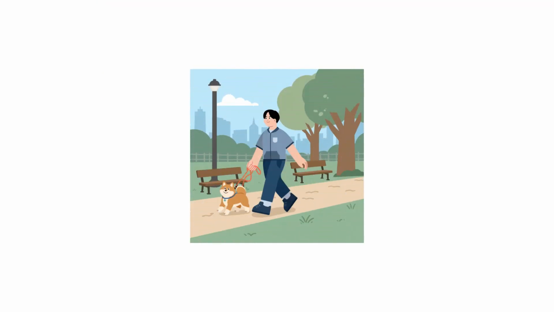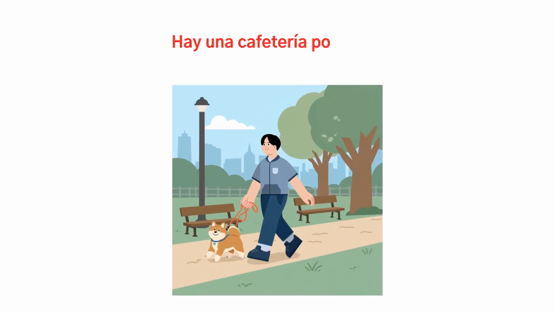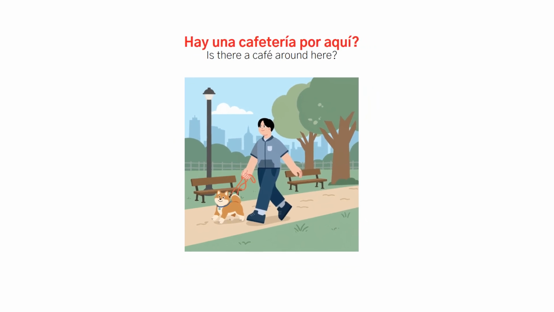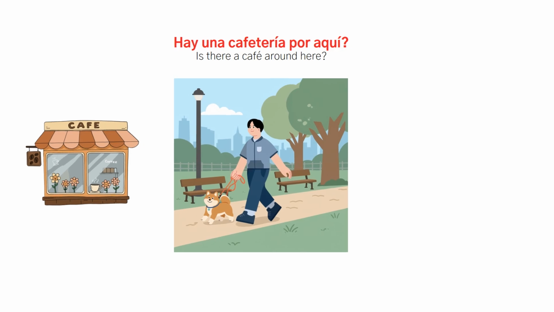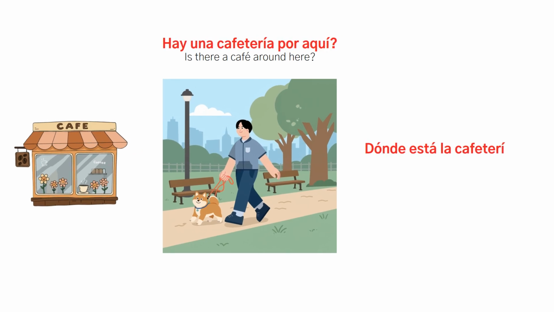You're exploring a new ciudad and wondering if there's a good place to get café nearby. ¿Hay una cafetería por aquí? Is there a cafe around here? Existence question. You don't know if one exists in this area. Later, someone tells you about their favorite cafeteria and you want to visit. ¿Dónde está la cafetería? Where is the cafe? Location question. You know it exists. You need coordinates.